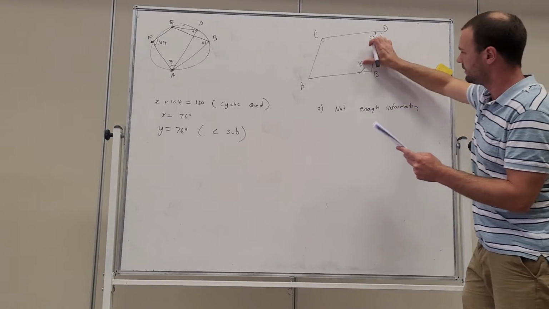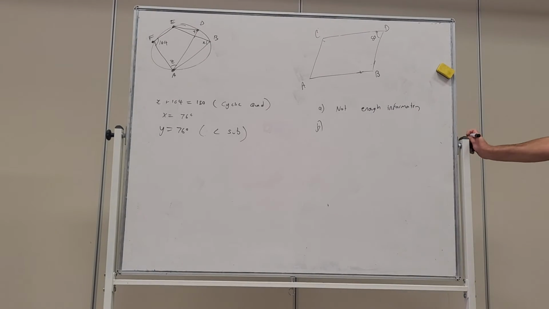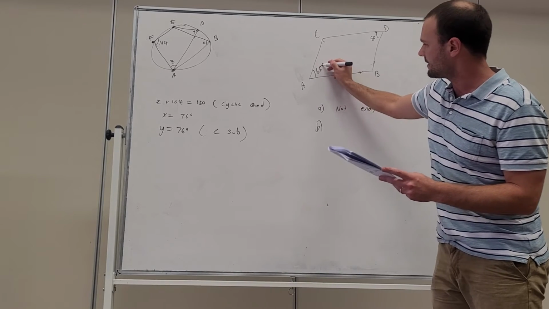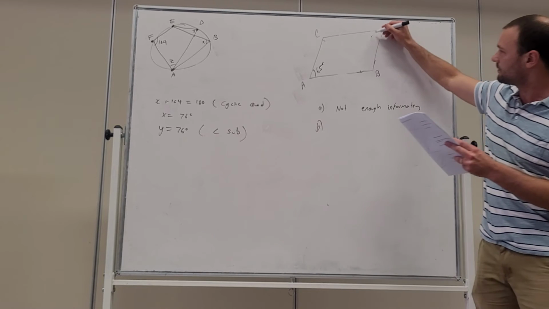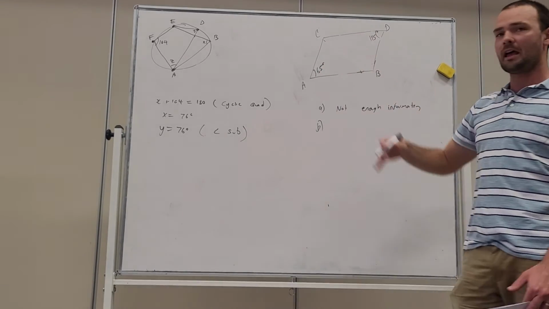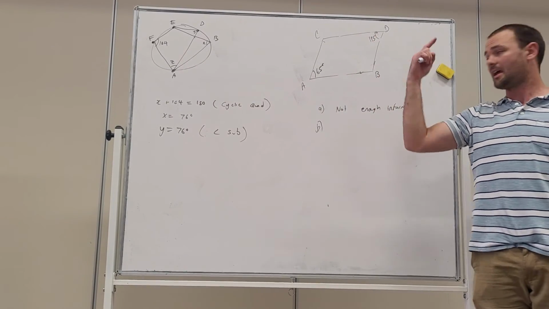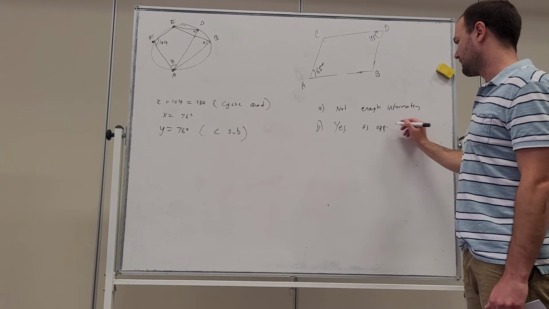Let's go to part B. Angle BAC is 65, and angle CDB is 115. So we've got opposite angles here, and we just have to check, do they add to 180 degrees? 115 plus 65 adds to 180 degrees. Opposite angles are supplementary. We've got one pair, therefore yes, as opposite angles are supplementary.